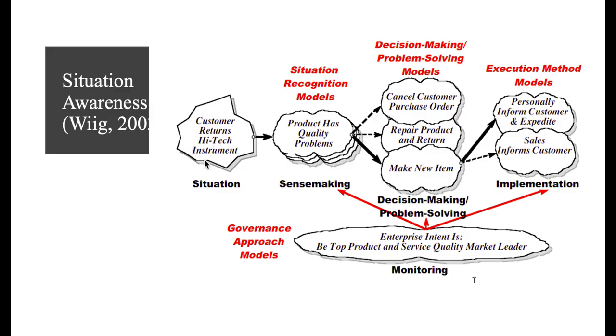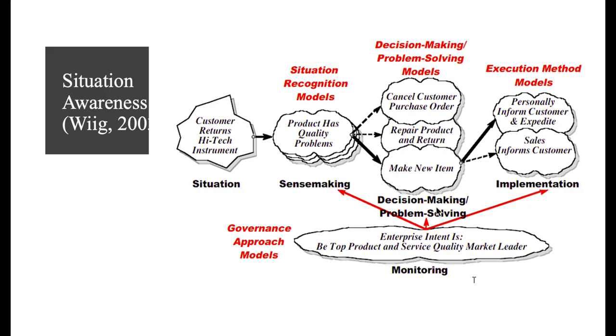So customer returns high-tech instrument, that's a situation. Based on this model, I'm trying to give you a nice walk through. So there's a problem, right? There's a situation, and now you have to recognize, like, the product has a quality problem. You're trying to understand why this product has come to your store, why the person is trying to return it. Now you have to make a decision. What do I do?